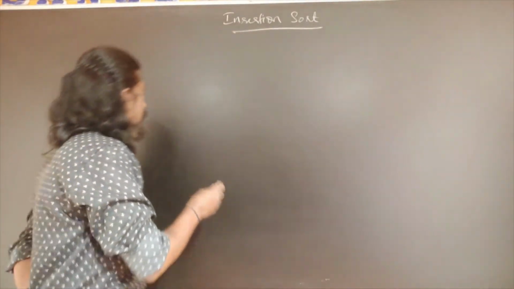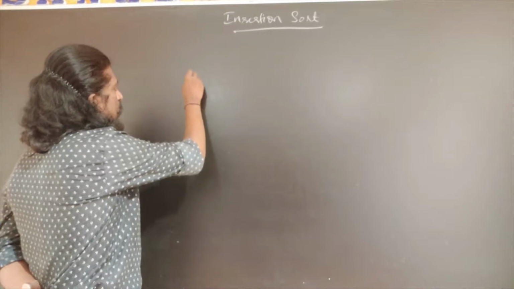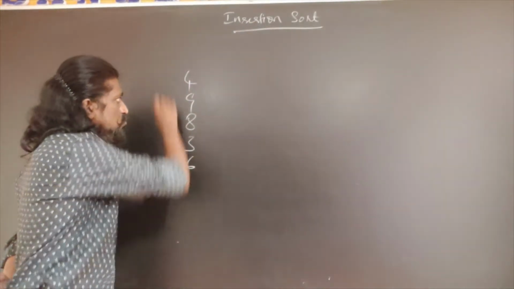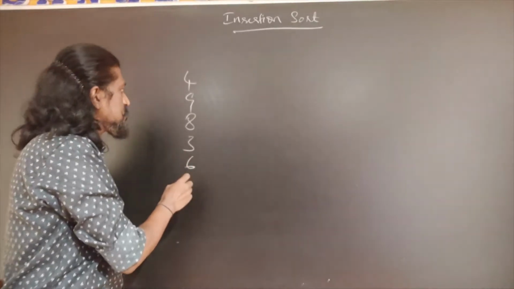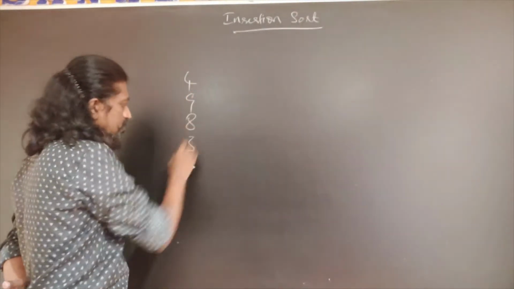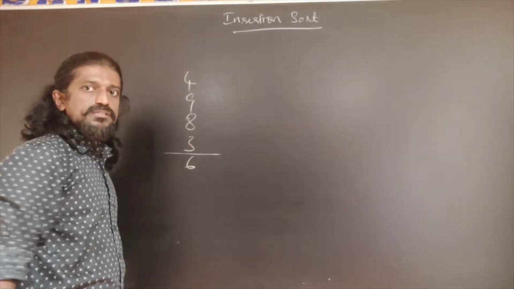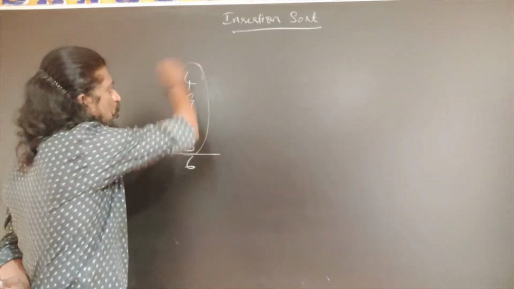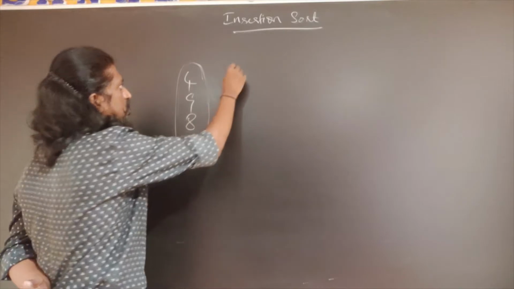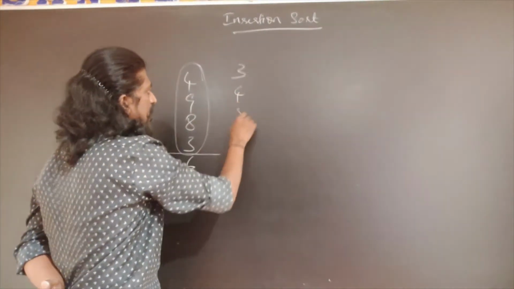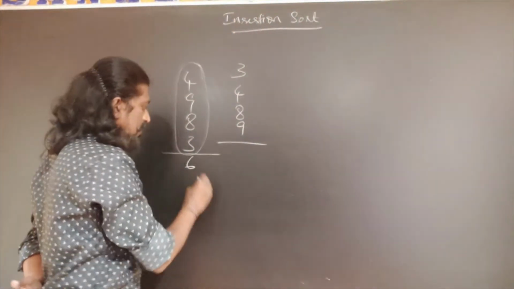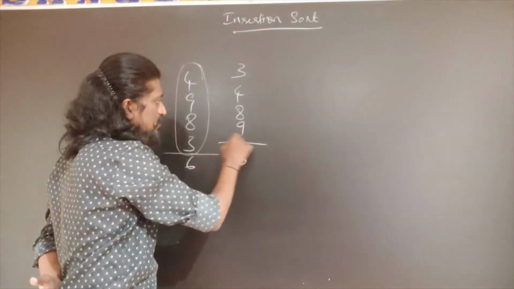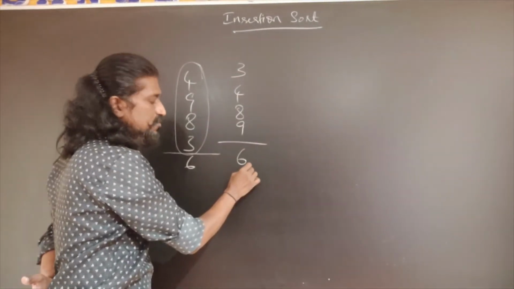Say, for example, we are given the numbers 4, 9, 8, 3, 6. To solve these 5 numbers in insertion sort, we reduce it to a subproblem of size 4. This subproblem of size 4 will be solved, so let us assume it is solved: 3, 4, 8, 9. Now the subproblem of size n minus 1 is solved, and we have a problem of size n.